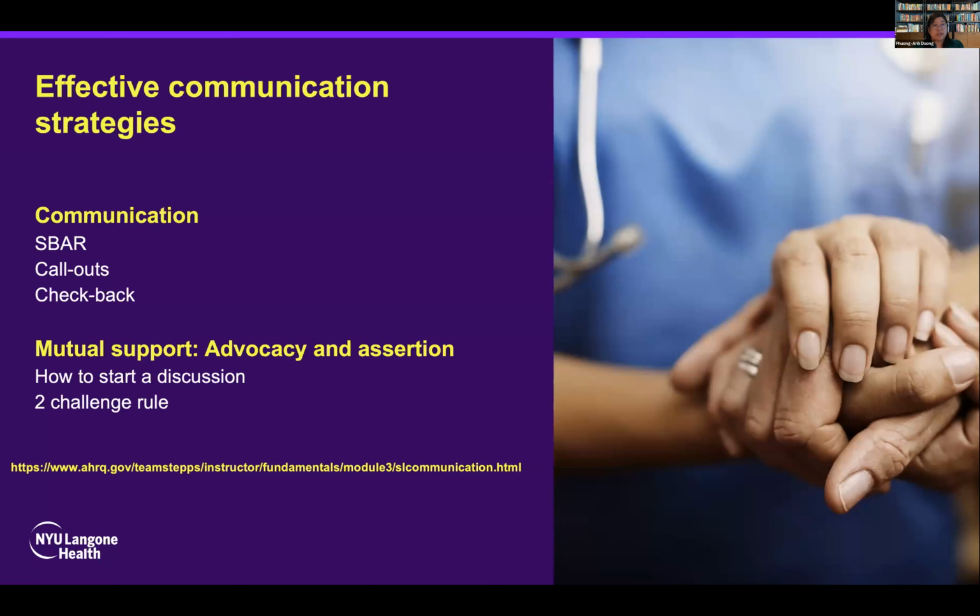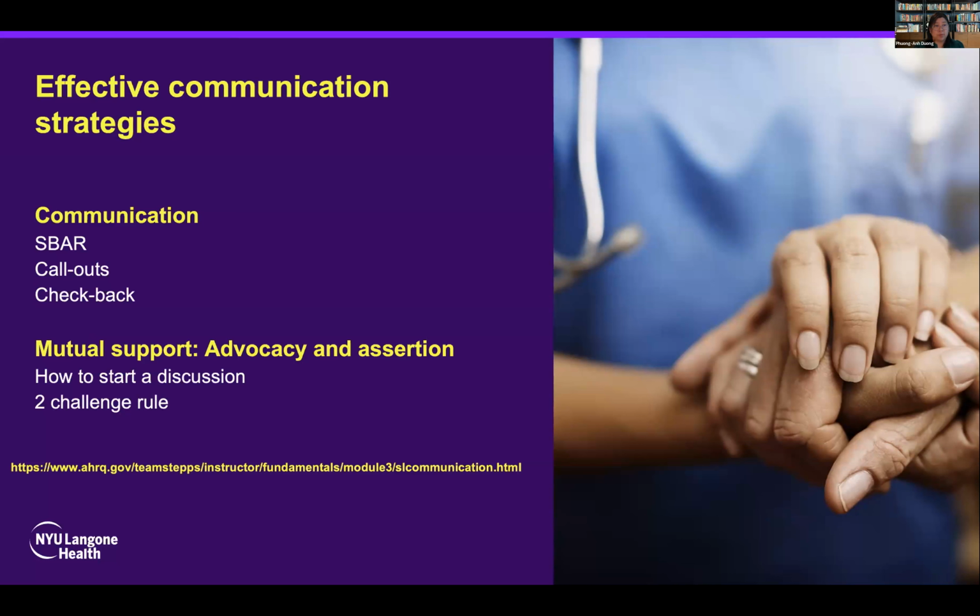The strategy that I use most often with communication is SBAR. That's situation, background, assessment, and recommendation or request. I use this all the time. It's so ingrained in how I communicate that I don't even think about it when I use it. Callouts are used during emergency situations when you need everybody to know what you're doing at the time, or to understand if there's a piece of information that everybody needs. And the check back is that information verification.